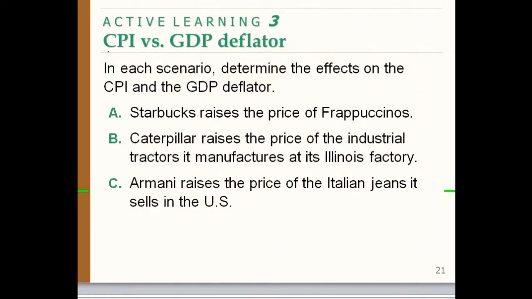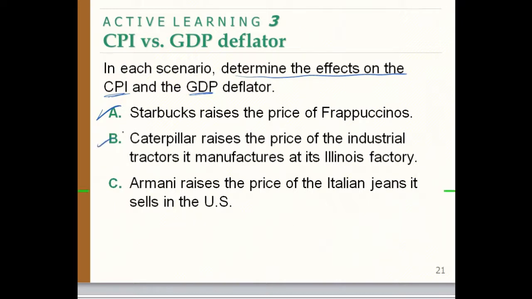Here is an opportunity for you to practice, with a little exercise about what's going to be included and where. In each scenario, you are asked to determine the effects on CPI and GDP deflator. Let's have a look at the scenarios. Scenario A says Starbucks raises the prices of frappuccinos.